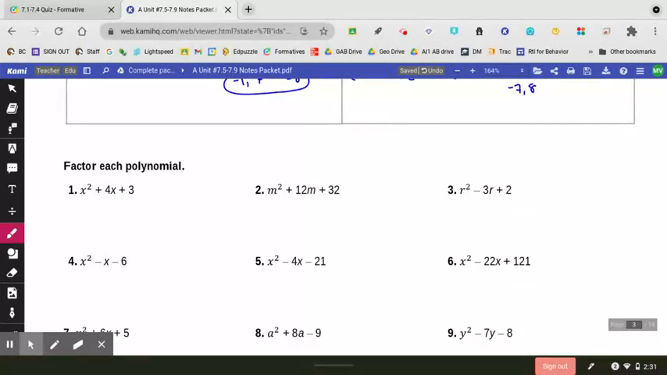Okay, so number 1, I'm looking for numbers that multiply to be 3, but add to be 4. So that would be 1 and 3. So that factored is x plus 1, x plus 3. Number 2, I'm looking for numbers that multiply to be 32, but add to be 12. So that would be 8 and 4.